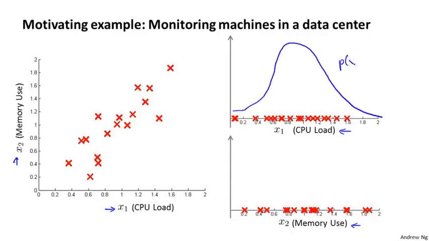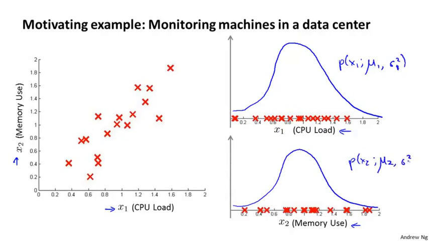So here's p of x1, which depends on my parameters mu1 and sigma squared 1. And here's my memory use. Maybe I get a Gaussian that looks like this. And this is my p of x2, which depends on mu2 and sigma squared 2. And so this is how the anomaly detection algorithm models x1 and x2.